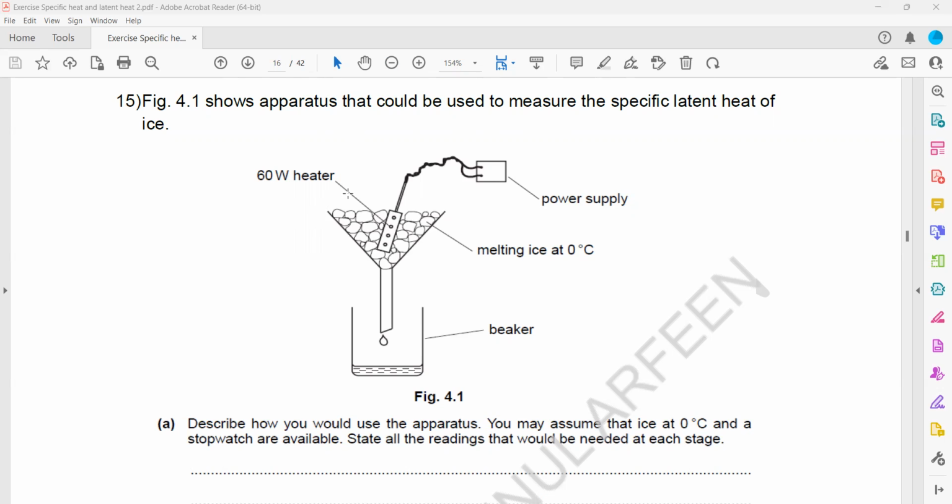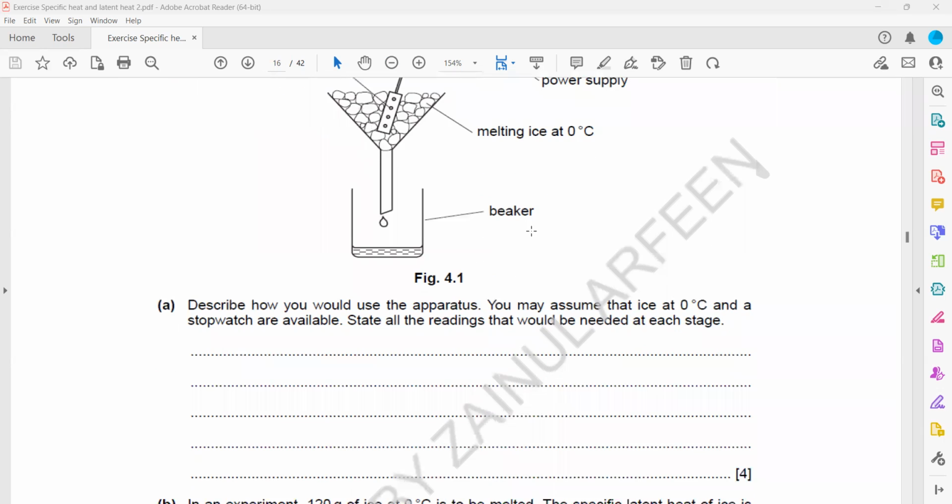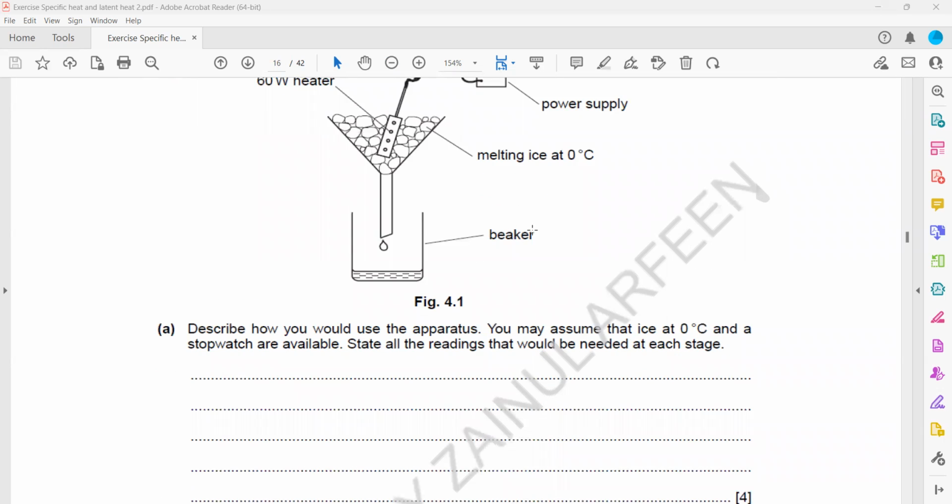Figure 4.1 shows apparatus for melting of ice. Describe how you could use this apparatus. Assume that the ice is at 0 and the stopwatch is reliable. State all the readings.